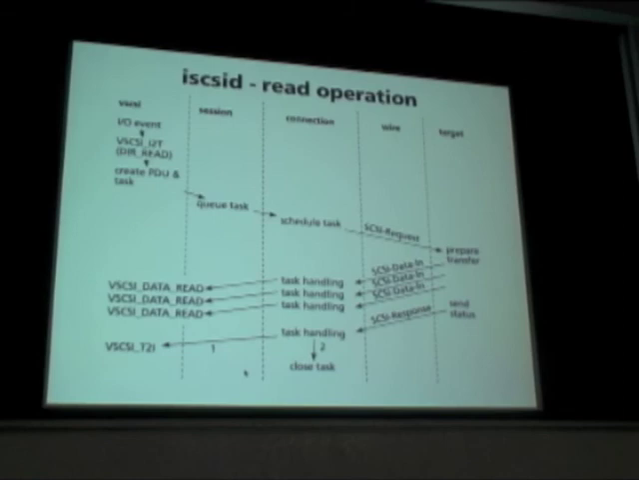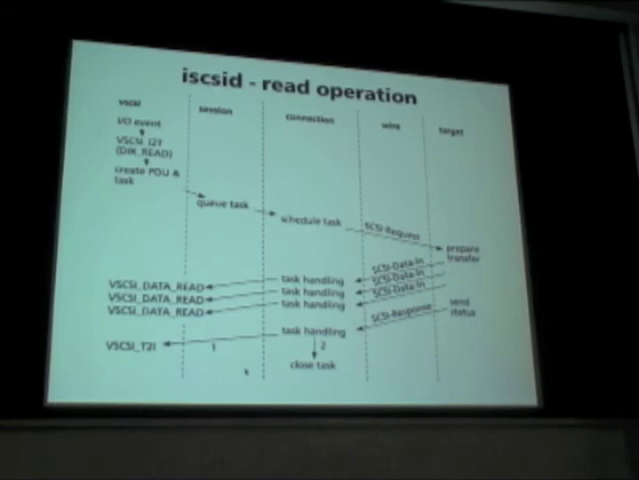So at the beginning, we start with an IO event. We get woken up from poll or kqueue or whatever you're using. This is hidden by the event library. We get the event. We do the vSCSI I2T.